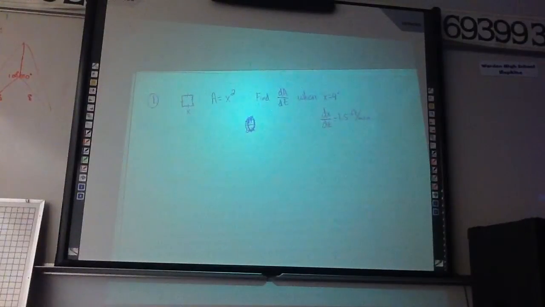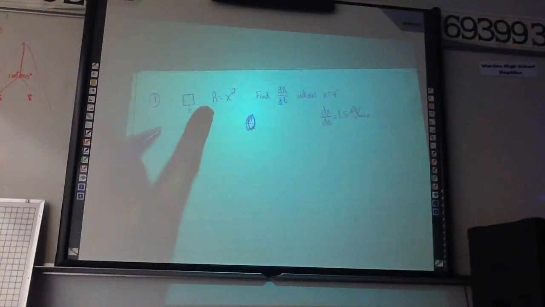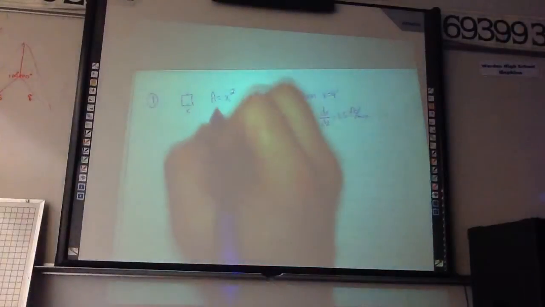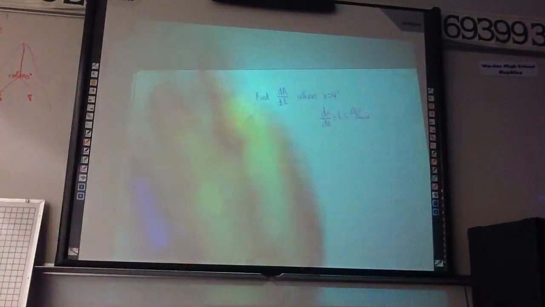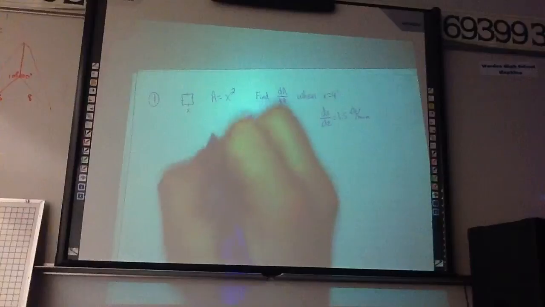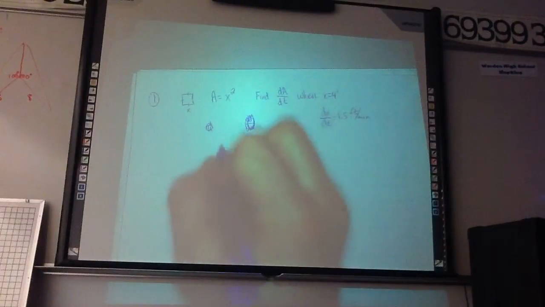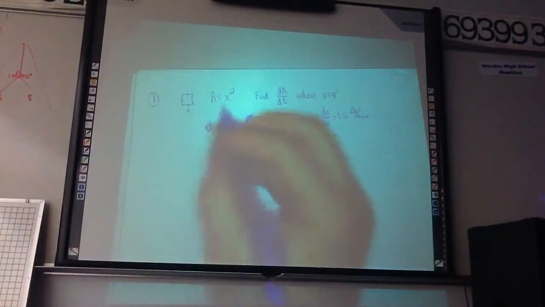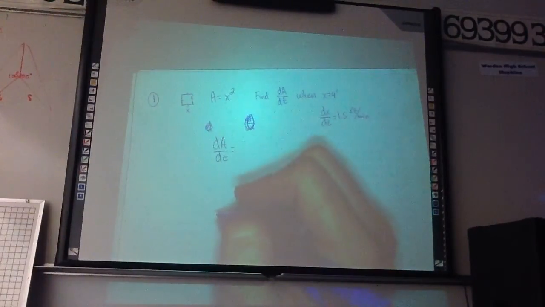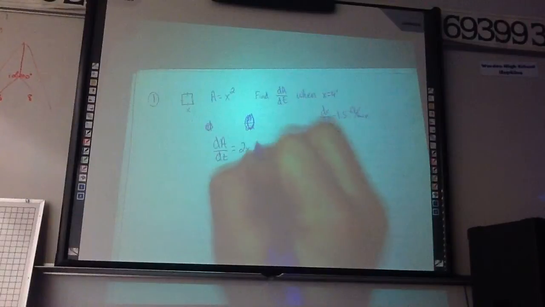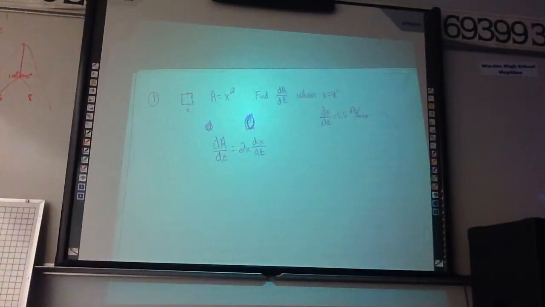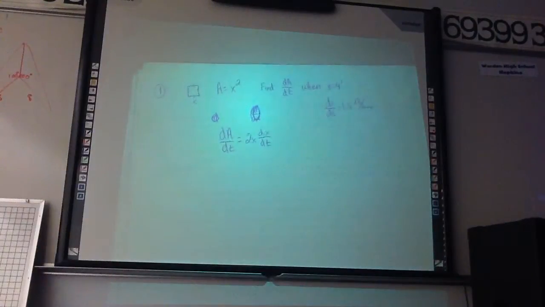So now what we do is do the derivative of that with respect to time. The derivative of the A is just going to be dA/dt. That's it. And when you do the derivative of this side, it'd be 2x dx over dt. Plug in what we know, solve for what we don't. That's it.